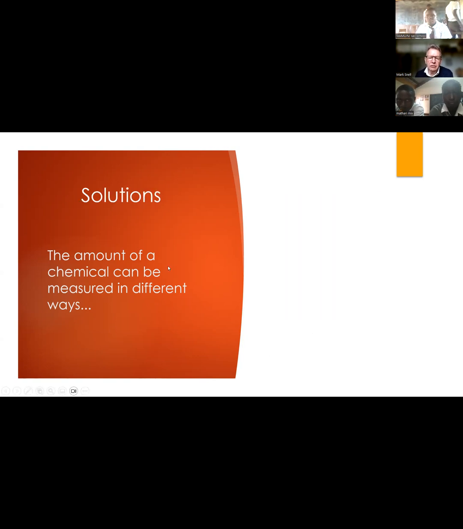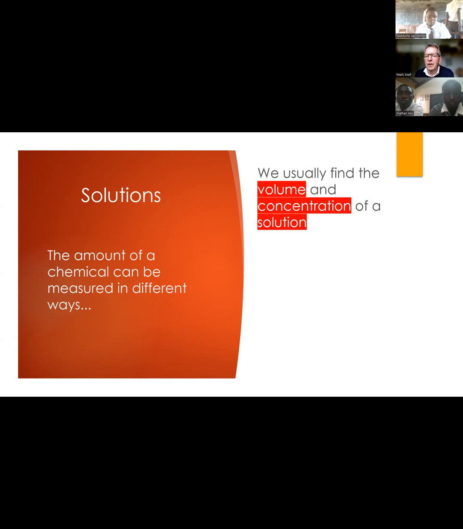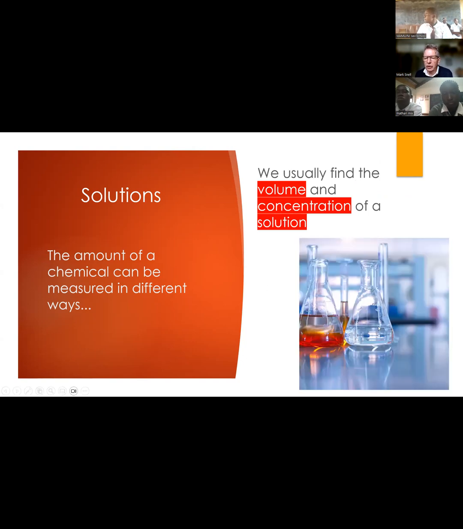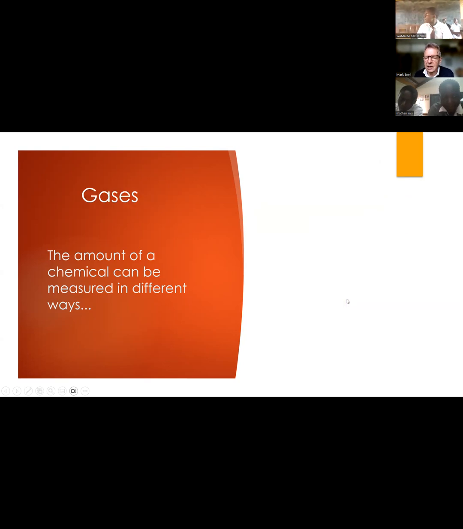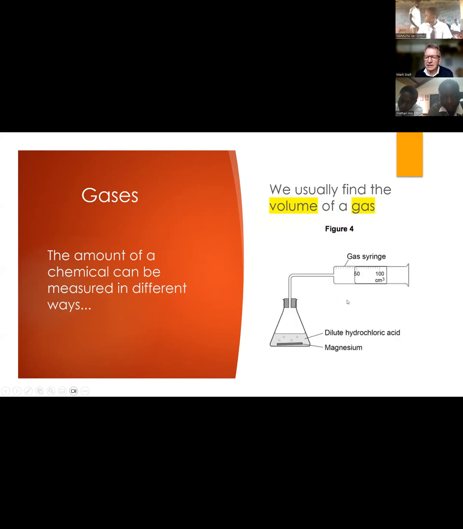Solutions, the amount of chemical can be measured in various ways, but we normally have a volume and a concentration. We measure out the volume in a measuring cylinder or a pipette. Conical flask or beaker are less accurate, but that's okay. And gases, we normally measure out the volume of a gas using something like a gas syringe. And for instance, in this one here, hydrochloric acid and magnesium, that's acid and metal, makes hydrogen.